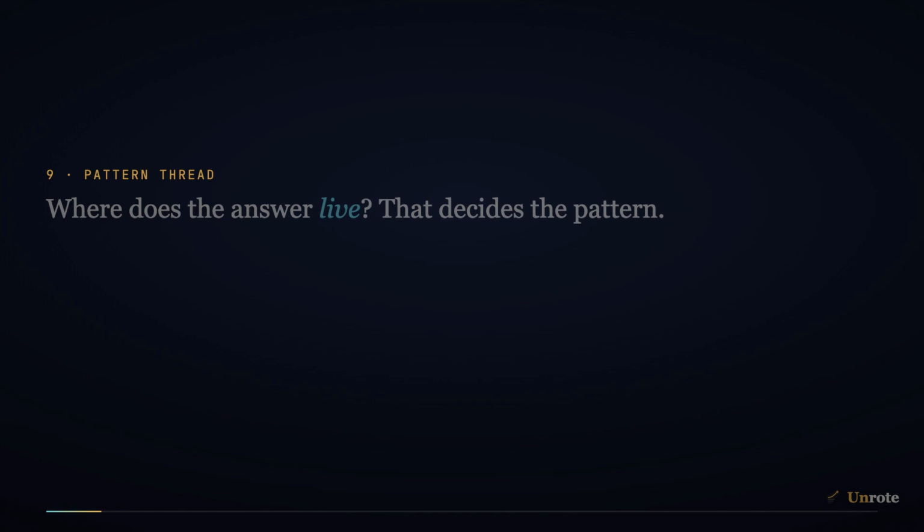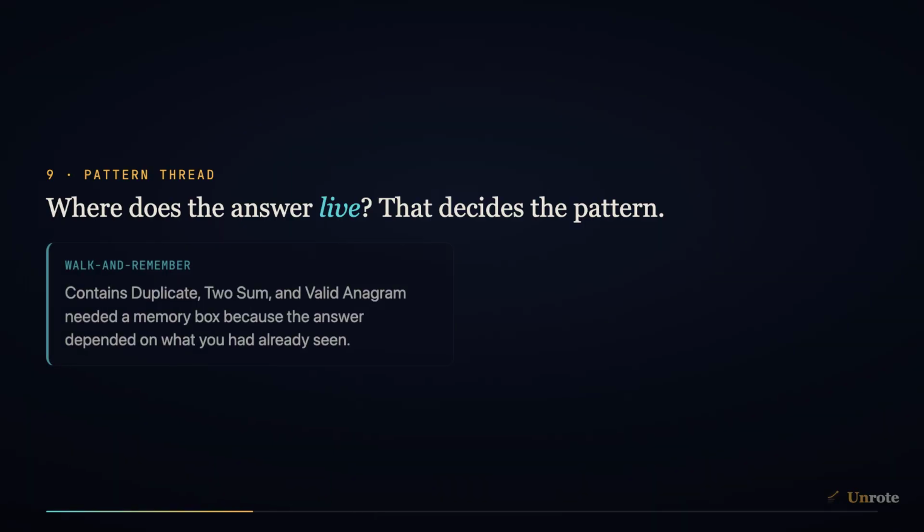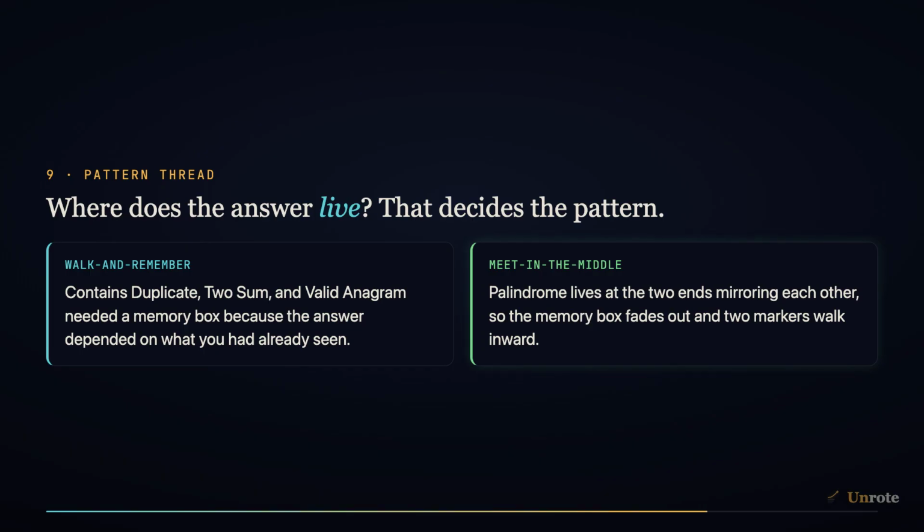This is also a pattern pivot. In contains duplicate, twosome, and valid anagram, we carried a memory box because the answer depended on what we had already seen. Here, the answer is not about the past at all. It lives at the 2 ends, mirroring each other.